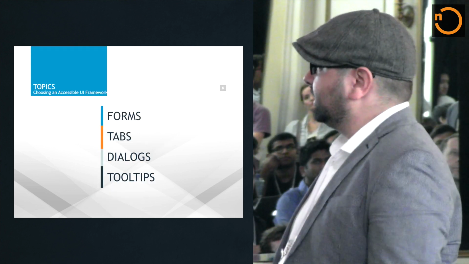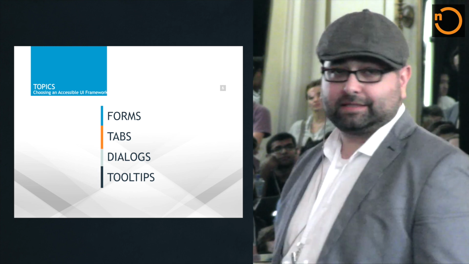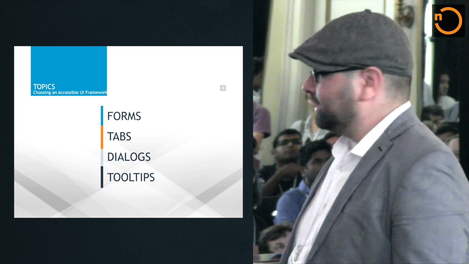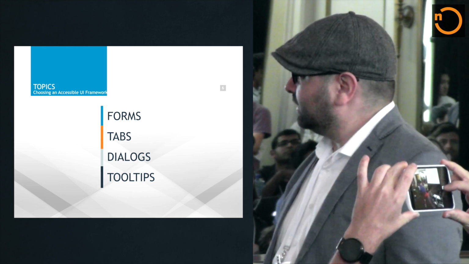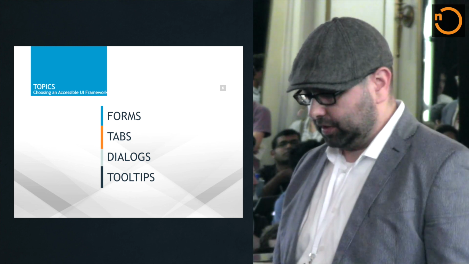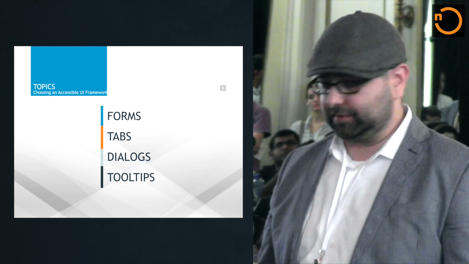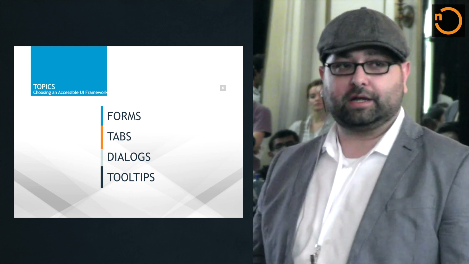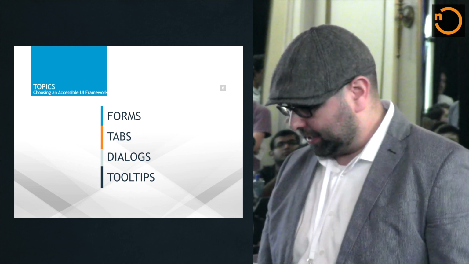Some of the things that we'll be looking at today are forms, tabs, basically your basic tab widget. We'll be talking about dialogues and tooltips. We want to take a look at some actual code that comes from the documentation of these frameworks. We want to see, do they have any documentation for accessibility? What are their intentions for accessibility? Do their examples exhibit good accessible habits and best practices?